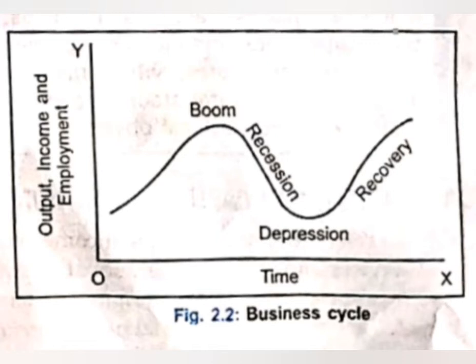Now, this is the graph in which the business cycle is shown to you. On the y-axis, we are having output, income, and employment, as some economists consider them to be the same. While on the x-axis, we are having time. So, starting from boom, the economy has reached the boom stage.